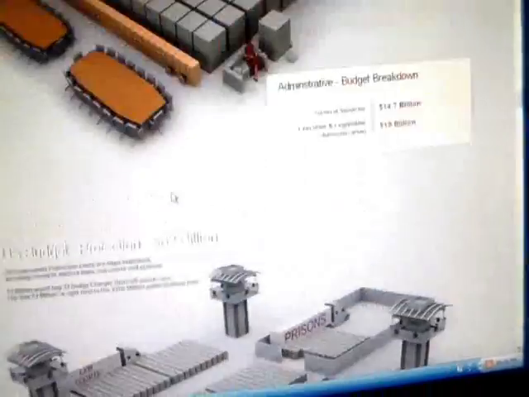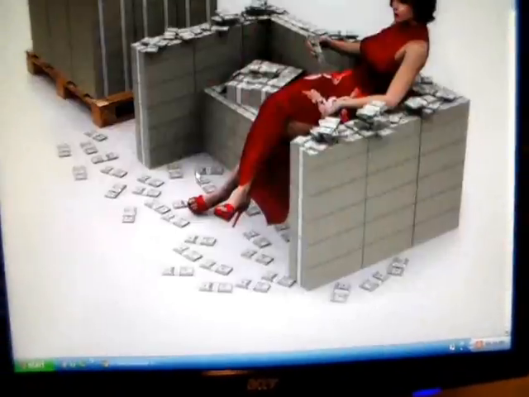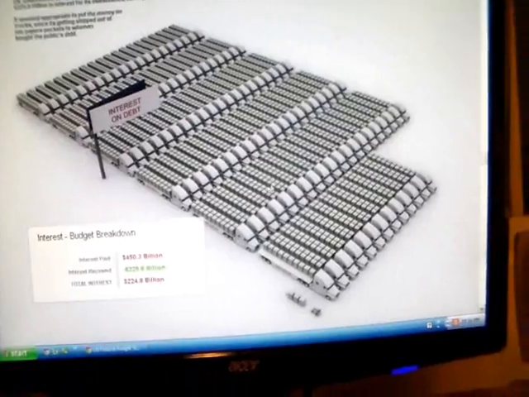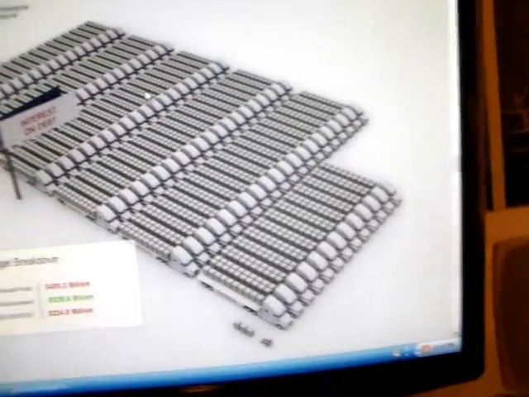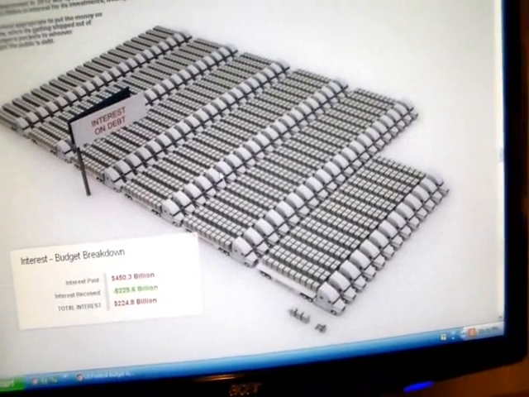It takes it to a whole other level from what I've ever seen before. I can't believe I've never seen this site. So really good stuff. Here's the interest on the national debt, and those are semis with pallets, people. This site does a great job of trying to explain.